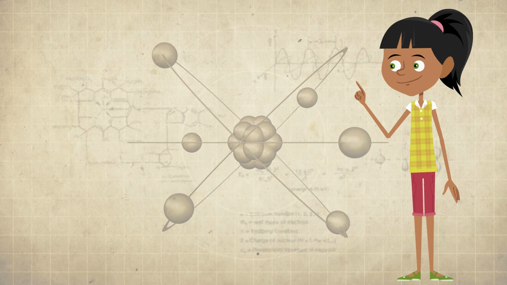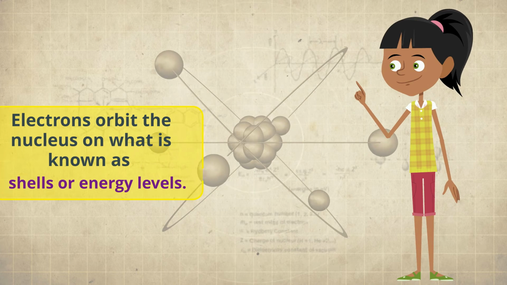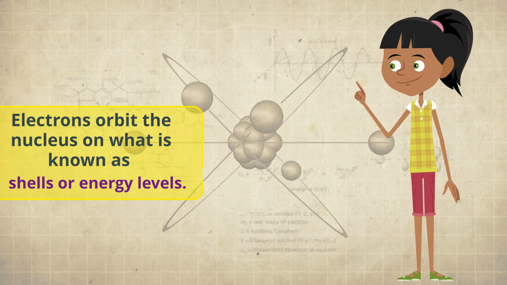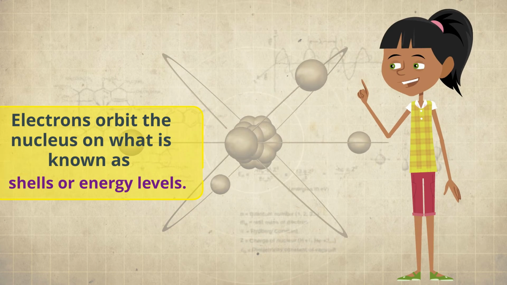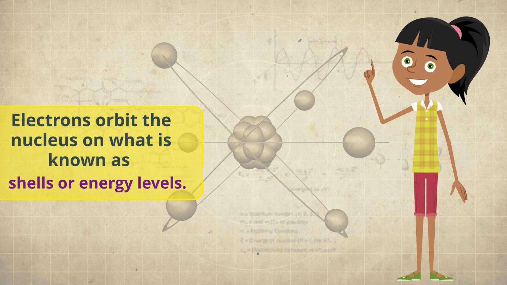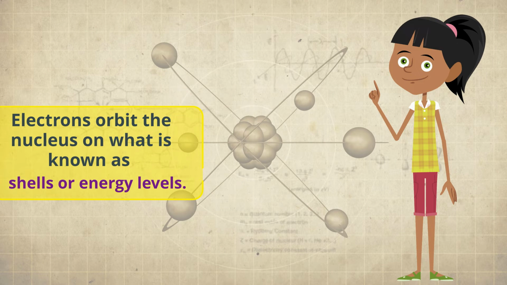Electrons orbit the nucleus on what are known as shells or energy levels. Most of the atom is empty space. The movement of the electrons around the nucleus constitutes the volume of the atom.